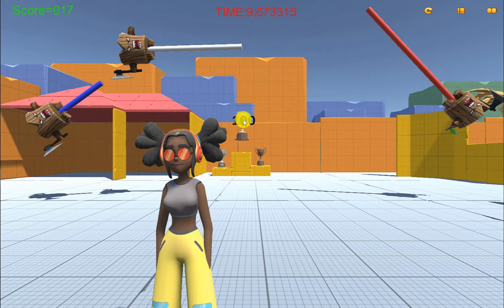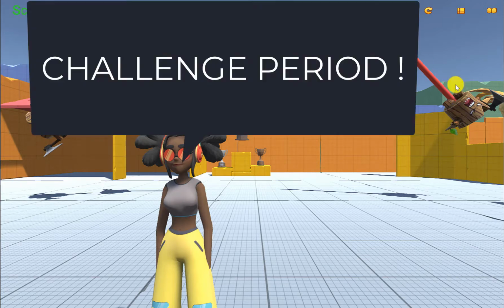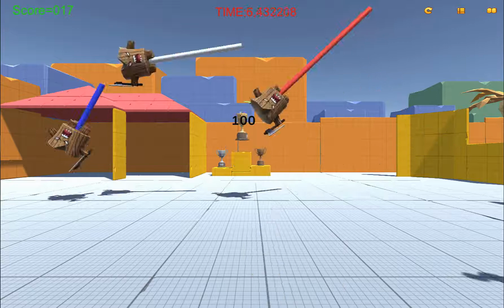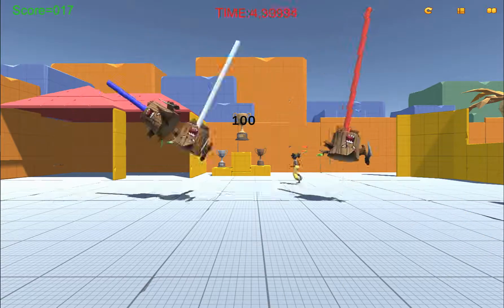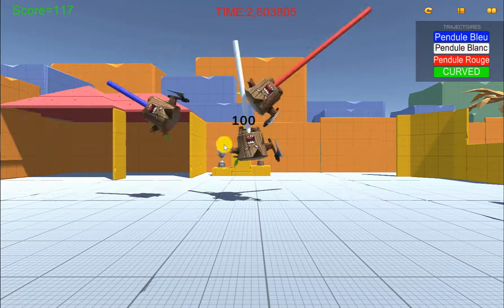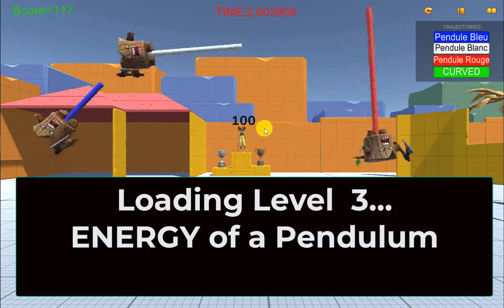Okay guys, it's time for the challenge. So you have to choose the red pendulum to win these 100 points. So let's go guys, let's see what happens. Okay, so I will go to the right and we go through this red pendulum, as the period is very big, and I have to jump, and great, hooray guys, I win the 100 points.